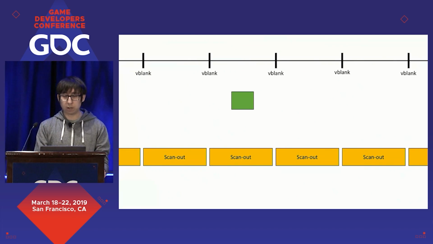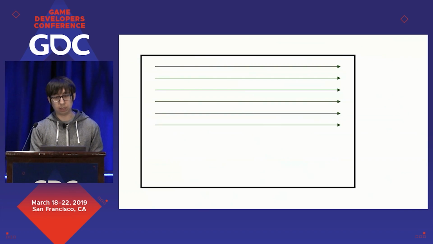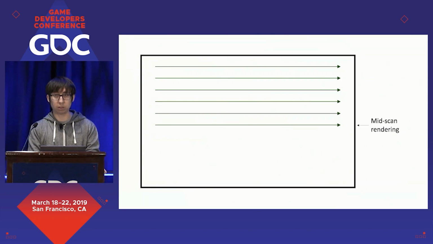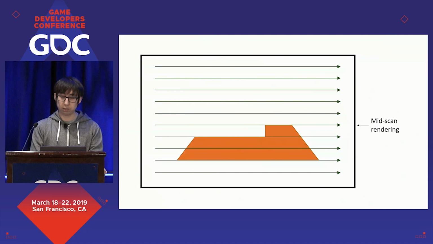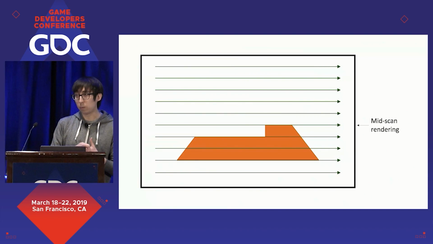But remember that the scan-out is continuously reading from the frame buffer and sending data to the display. That means we're simultaneously reading and writing to the same memory. That's a race condition. So what happens is that the first part of the scan-out transmits white pixels because it's before the triangle rendered. And then the GPU swoops in and draws the triangle. And then the scan-out proceeds with triangle pixels. And this leads to some pretty bad artifacts. So we're going to decide on a rule. Don't render into a frame buffer while it's being scanned out.